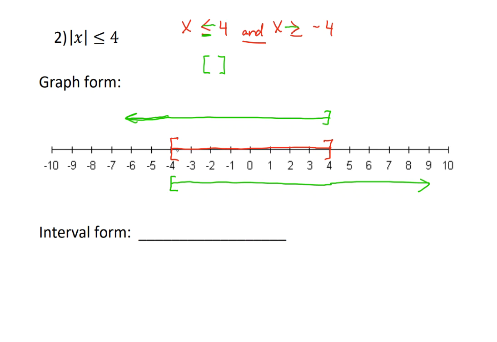So our interval is going to go from left to right. We start with a bracket. It starts at -4 and it goes to +4. And we close it with a bracket.